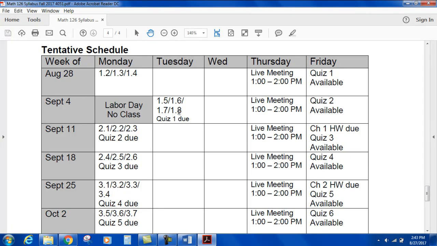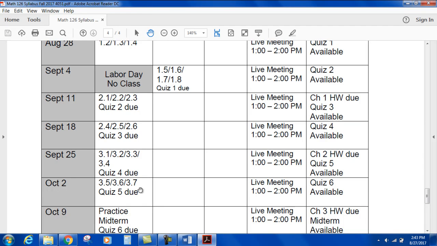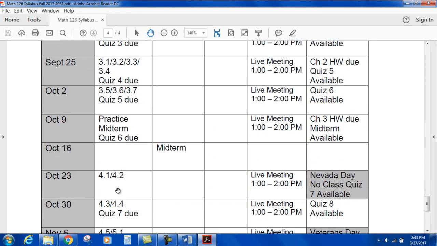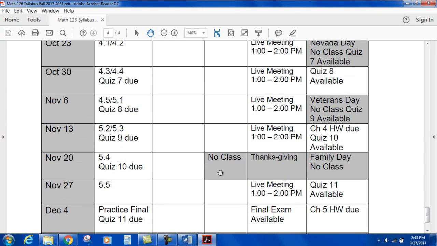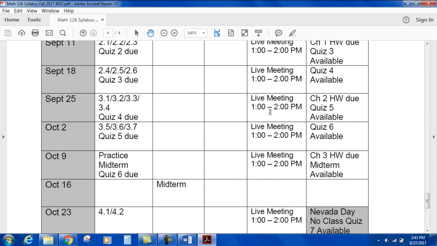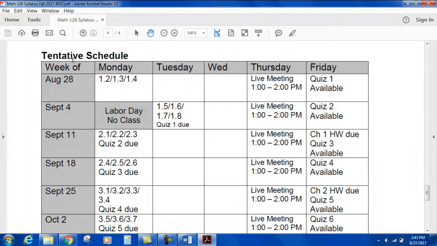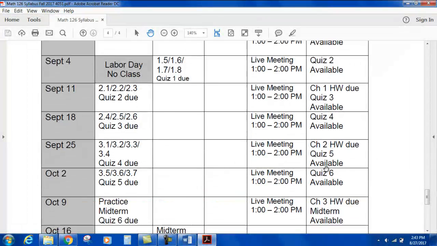I do review this because I feel some people may have missed it or maybe not have gotten a good solid footing on it. In fact, Chapters 1 and 2 are review. In Chapter 3 we get into the new material. So then we have our midterm, and then Chapters 4 and 5. So there's our semester at a glance. This is tentative. If we have to move things around, we can. So just pay attention to that.